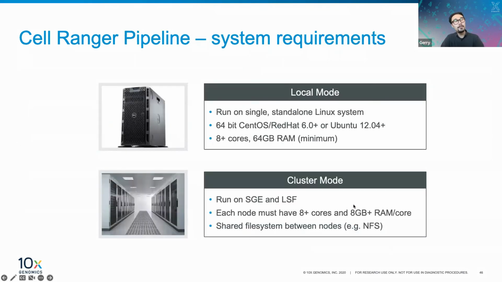The Cell Ranger pipeline runs either in local mode or cluster mode, depending on what your institute provides. In local mode, it runs on a single standalone Linux system, and only Linux. Take note of that. It requires a 64-bit operating system, such as CentOS or Ubuntu, and it requires at least 8 cores and 64 gigabytes of RAM at a minimum. Otherwise, it can be run in cluster mode, and the requirements are listed here.